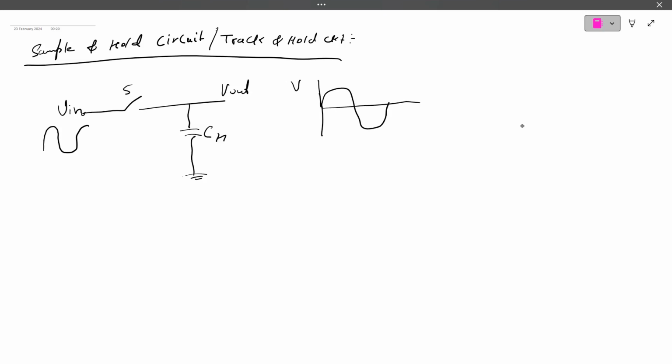This is VI with respect to T. If I apply the clock for the switch here, this is the clock. If the clock is high, my switch will turn on, right? So when the switch turns on, in this duration the signal will be sampled at the output side by using the switch and capacitor, right?